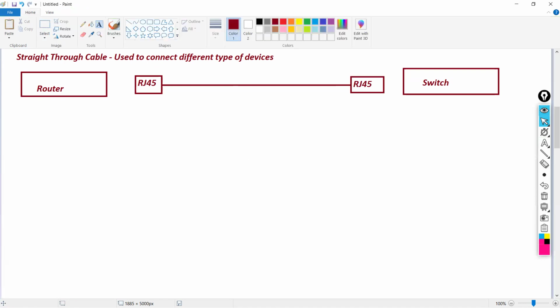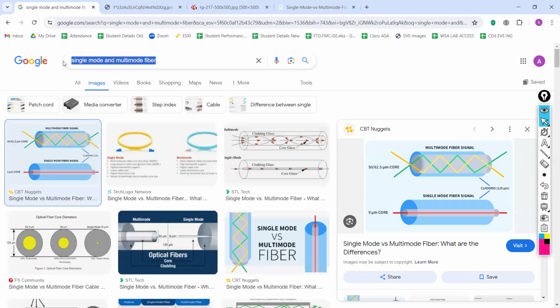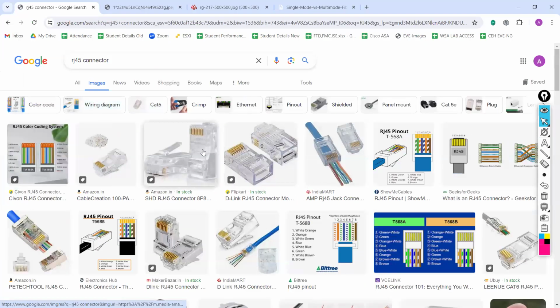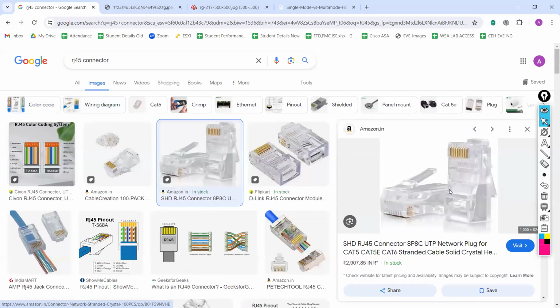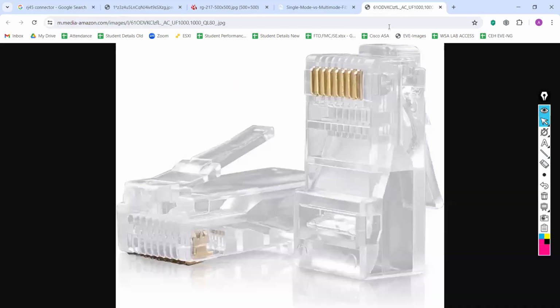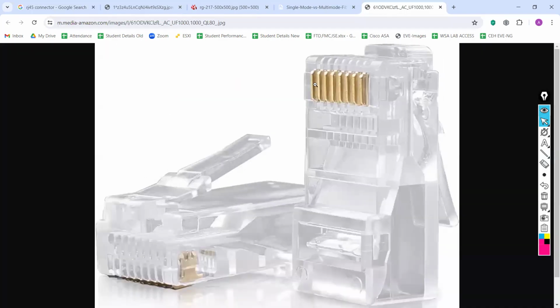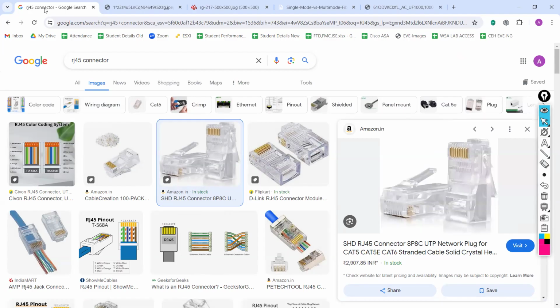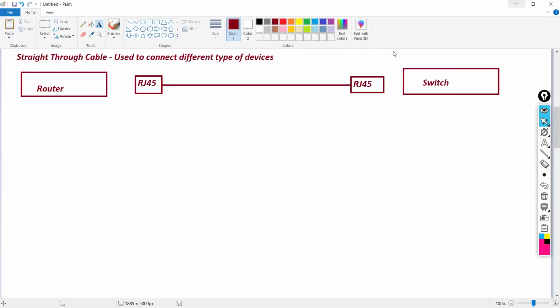Okay, so how does it look like? This is how it looks like. You can count the number of pins: 1, 2, 3, 4, 5, 6, 7, and 8. 8 pins will be there. So if here we have 8 pins, then the device where you will be connecting this connector is also going to have how many pins? 8 pins, right?